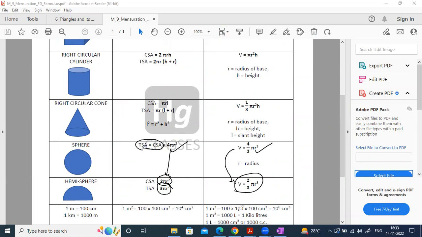Sir, L is the slant height. Small l is the slant height. अच्छा तो पाई आर एल is the CSA of a cone. ये लर्न करना है आपको. इसका कोई डेरिवेशन नहीं पढ़ा है हमने. अच्छा ओके सर. Okay.